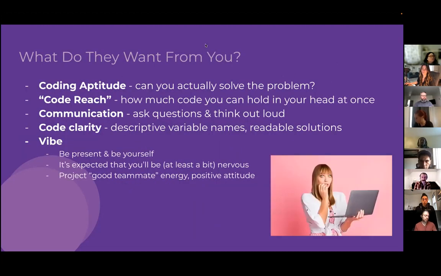So what are these companies looking for whenever they do this? One of the primary things that they're looking for is your coding aptitude. They want to see if you're able to solve the problem, or at least come close to solving the problem, right? They want to make sure that you know how to program and that you can take in a novel problem and break it down and make it approachable.